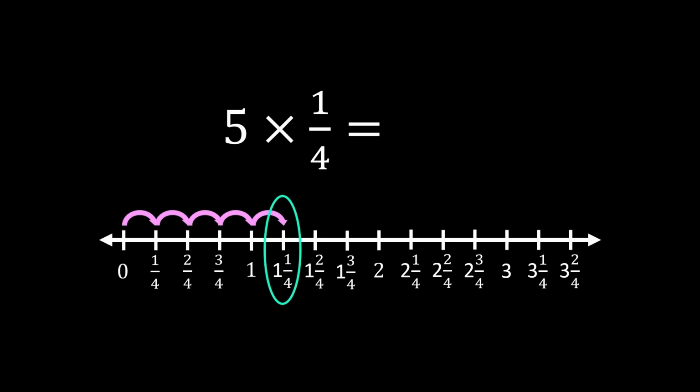5 times 1/4 equals 1 1/4. 1/4 can't be simplified, so this is my final answer. 5 times 1/4 equals 1 1/4.